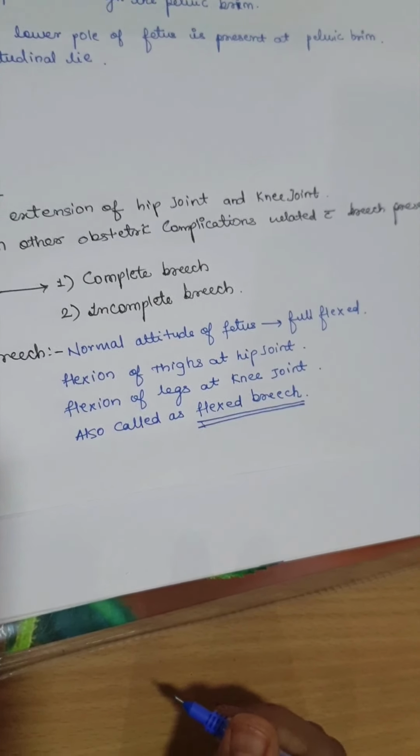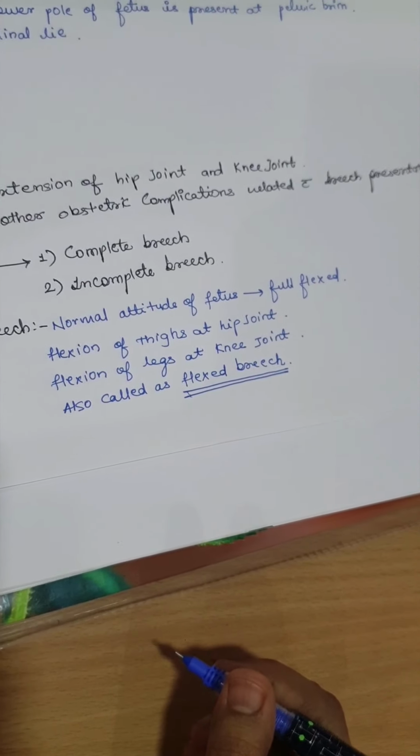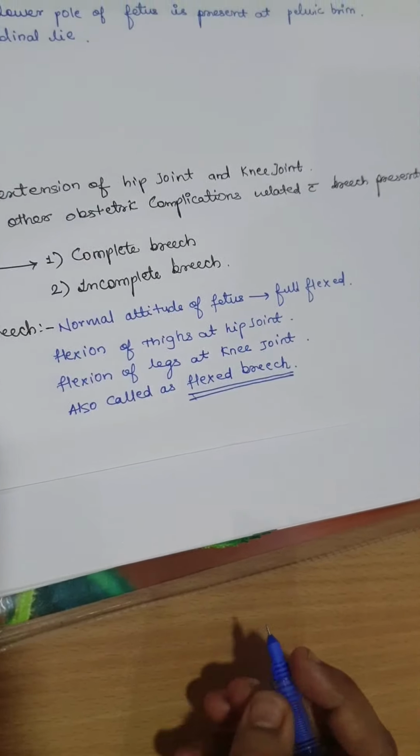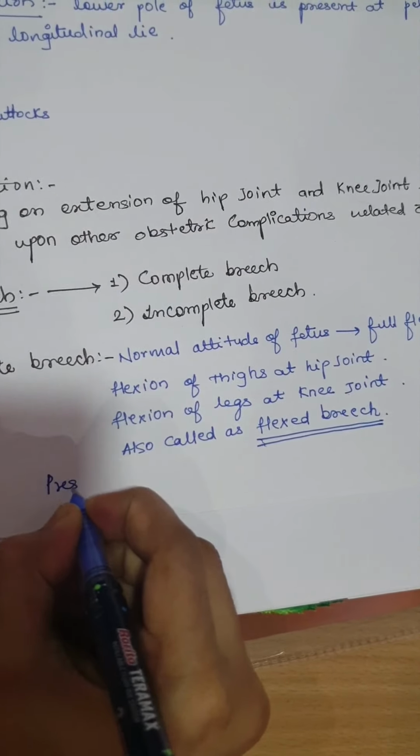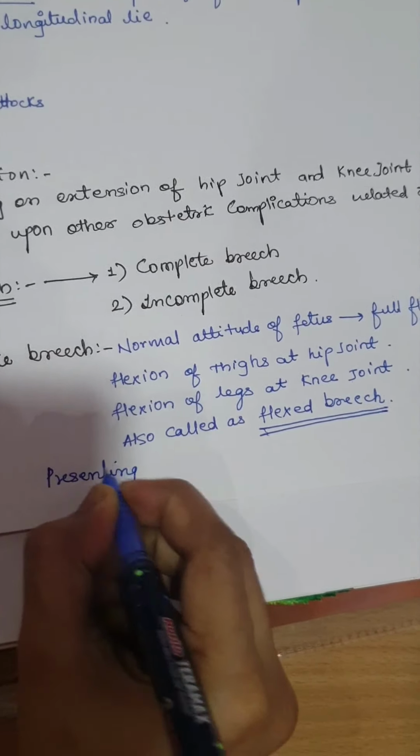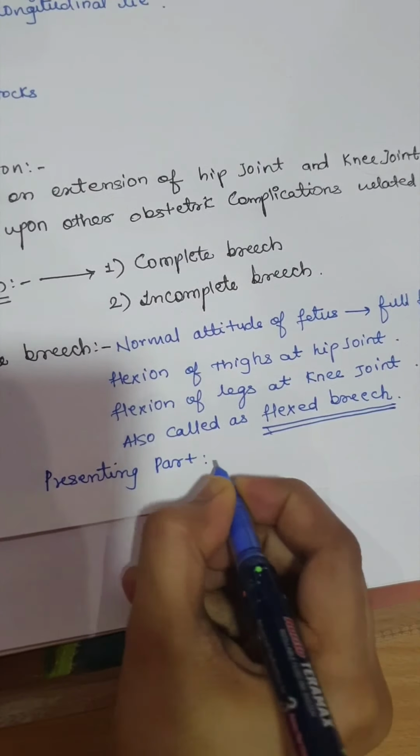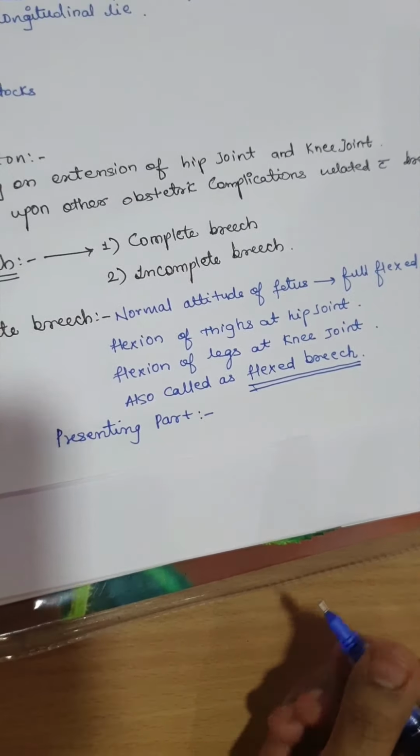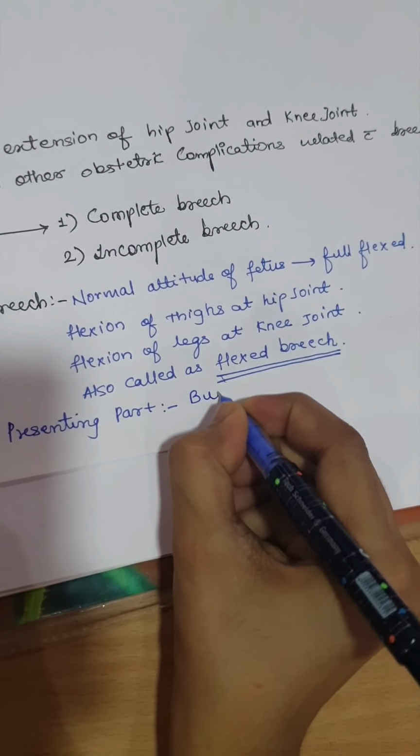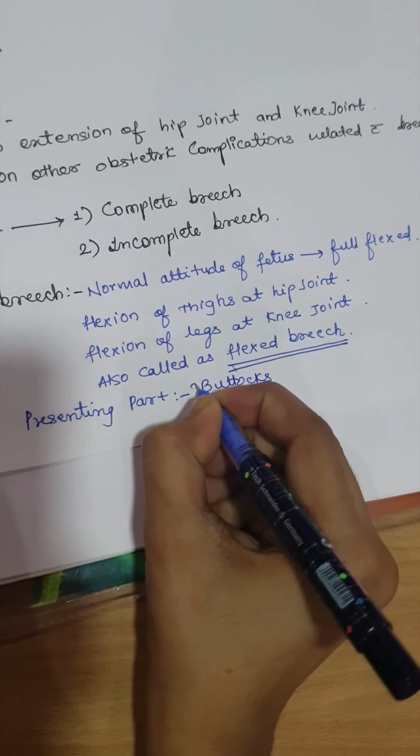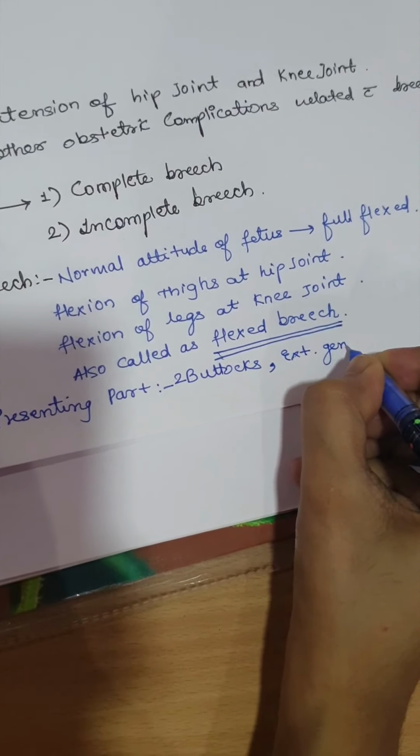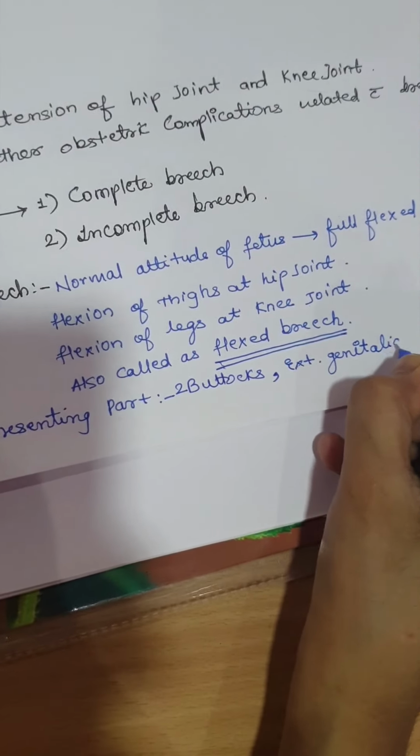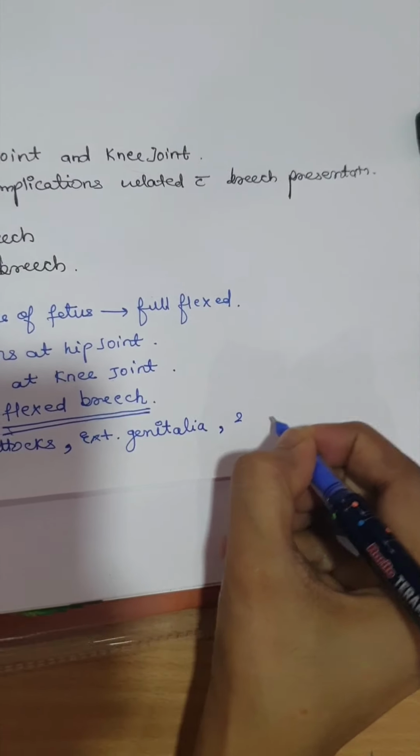So when we do the vaginal examination, the presenting part in the fully flexed breech will be near the pelvic brim. What will be present? Buttocks, that is two buttocks, external genitalia, and two feet.